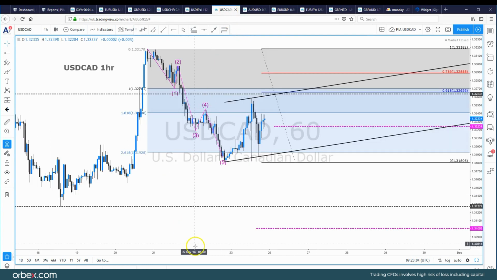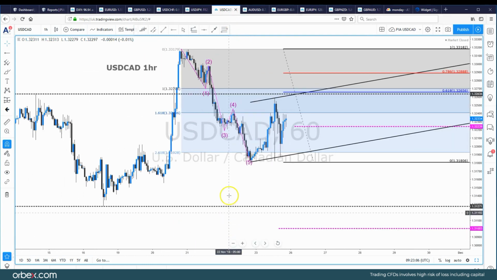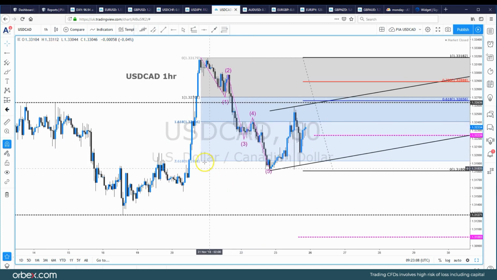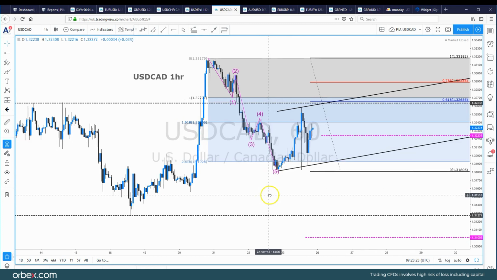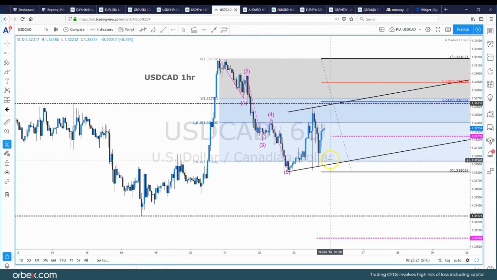Dollar CAD, quite a strange one. Dollar CAD, we have reacted at the 261.8% extension level. We can see 5 waves to the downside. Very choppy price action late on Friday. Bespoke support early next week is at 132.24. We're looking to sell into rallies, so we're not looking to buy into any sort of dip.